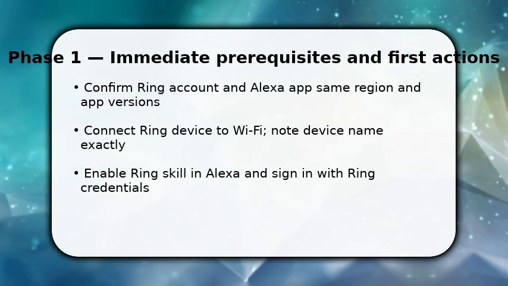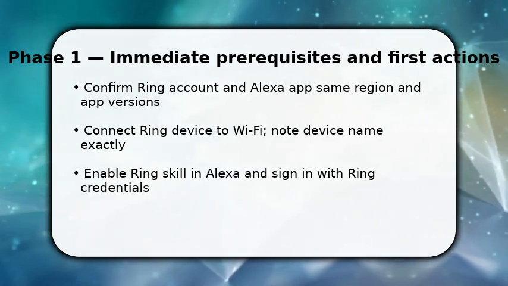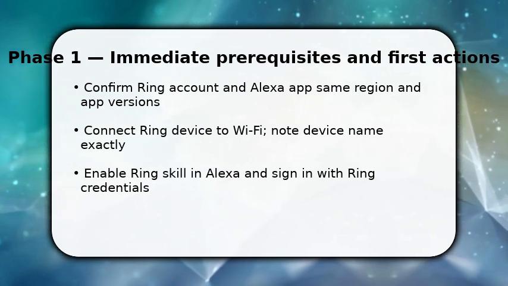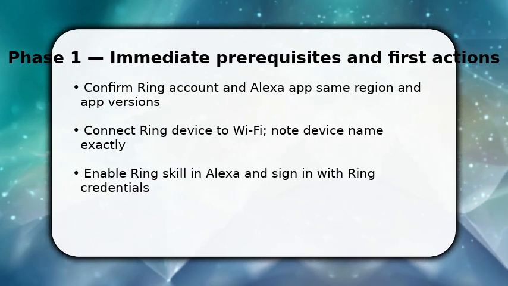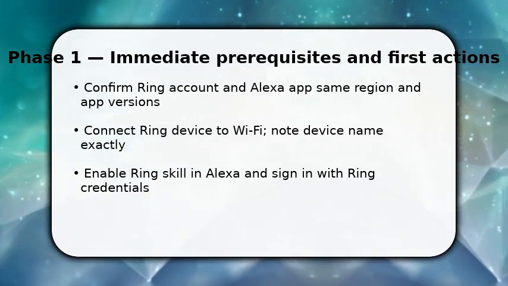Once done, open the Alexa app, go to Skills and Games, enable the Ring skill, and sign in with the same Ring credentials. This links accounts and prepares Alexa to discover and control the camera.